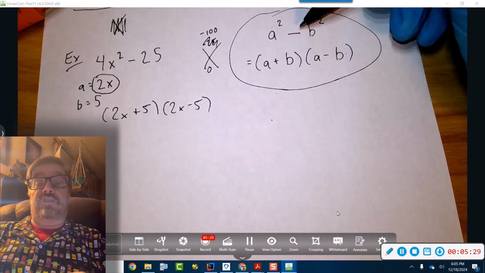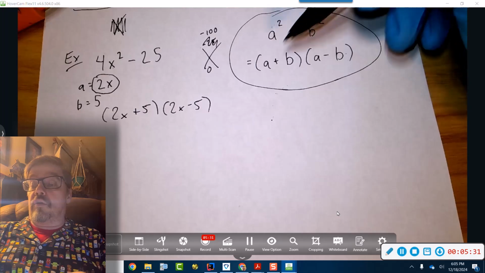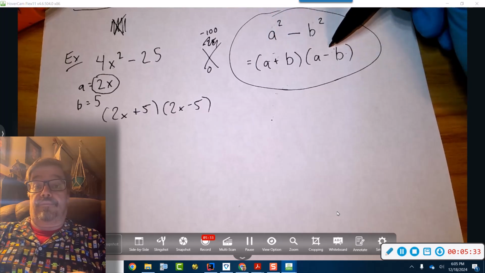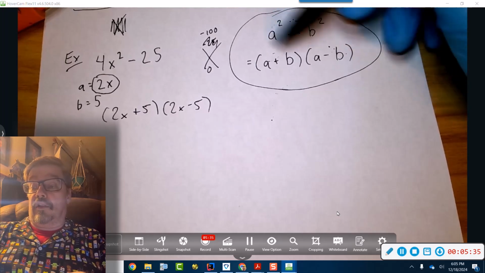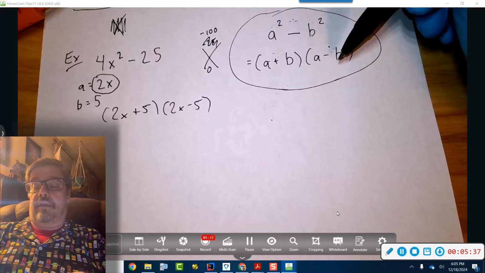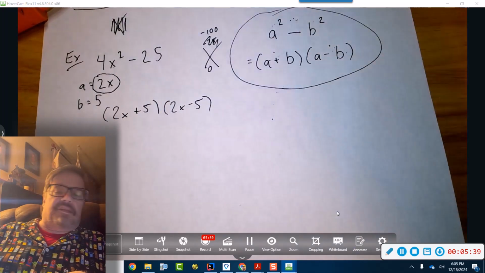And if you've got subtraction in the middle, then you can execute this. But it's got to have this rule. It's got to look exactly like this, and you can do that, okay? All right, now this is going to speed up.